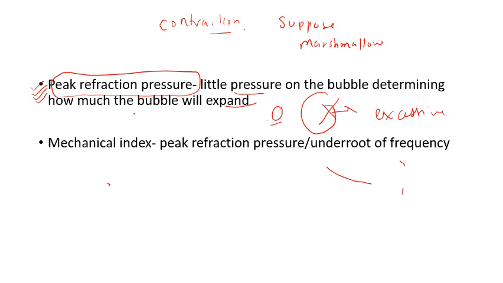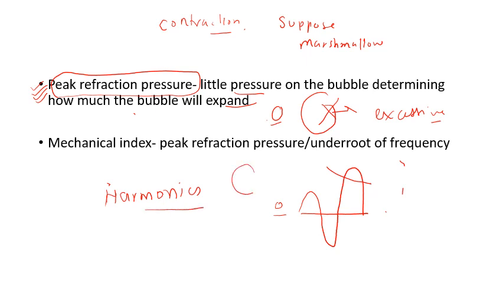And suppose we give a very little pressure, less than the peak rarefaction pressure, what happens? There will be no harmonics generated. Why are no harmonics generated? Because you have not given them enough pressure so that compression and rarefaction can happen. So for developing good harmonics, to get a good signal, we should give the microbubble a particular pressure, and that particular pressure is known as the peak rarefaction pressure.